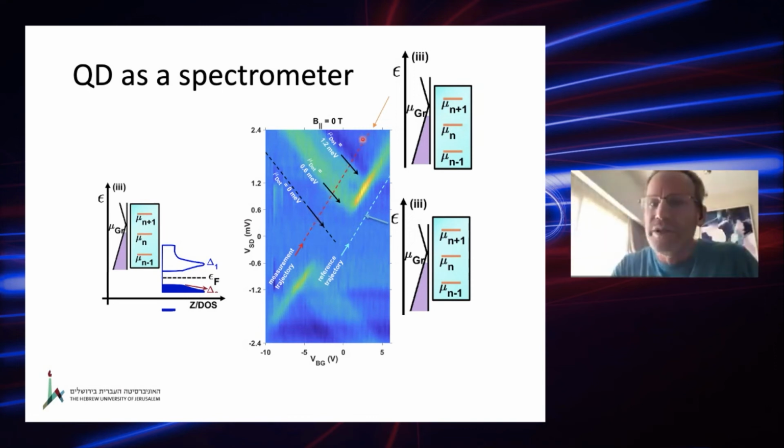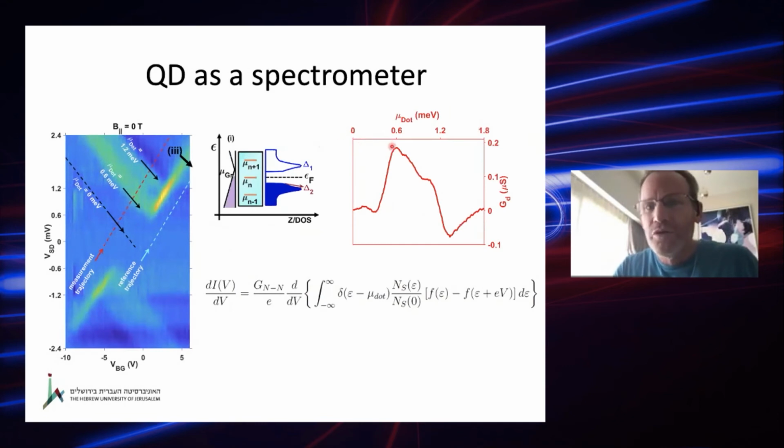This is exactly what we did, measuring along this diagonal trajectory. This is the diagonal trajectory where we use the dot as the spectrometer. So if we take the measurement, we see two peaks here. There's a spectral feature at 600 microvolts.